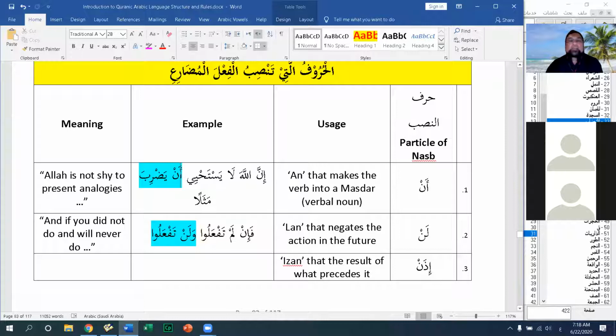But let me do first the grammar. إن الله لا يستحيي أن يضرب. We say أن الناصبة حرف النصب المصدرية تدخل على الفعل المضارع فتنصب. We say أن يضرب. It's originally يضرب. When we put an, it becomes يضرب because it's one of those four that is منصوب بالفتحة. مثلا مفعول به منصوب وعلامة النصب الفتحة على آخره. This is an ayah from Surah Al-Baqarah. Allah is not shy to present analogies. Present يضرب, to put forth.